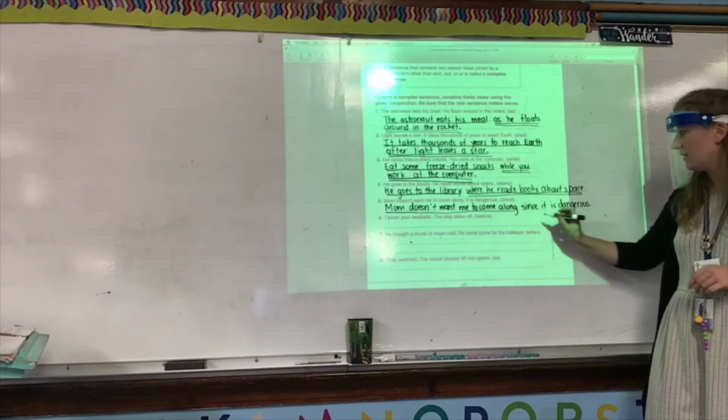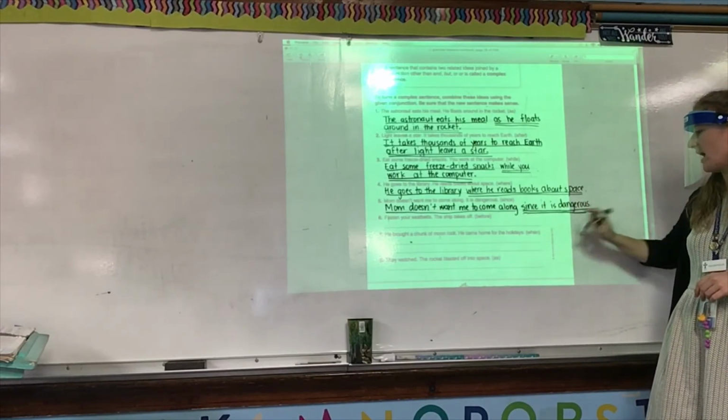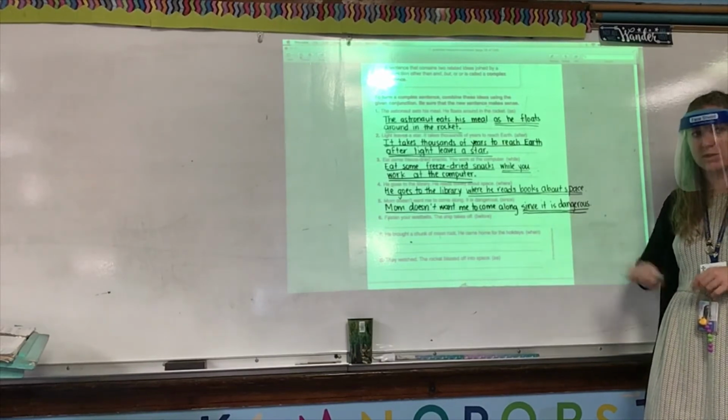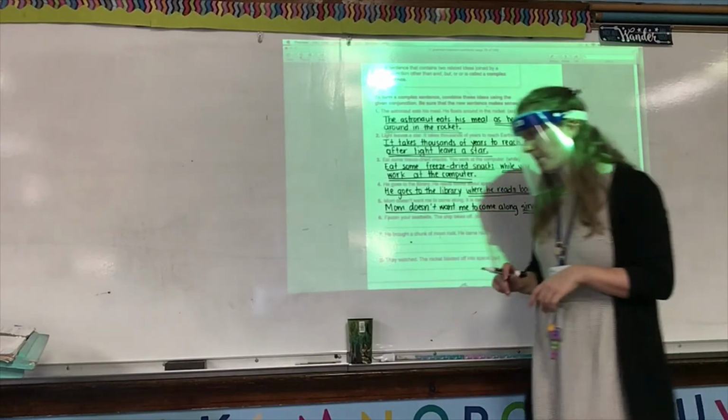Since it is dangerous. We have a subject, it, and we have a predicate, is dangerous, but which word makes it not make sense all by itself? Since. Good.